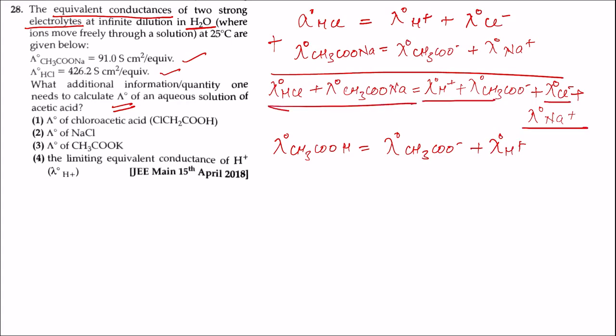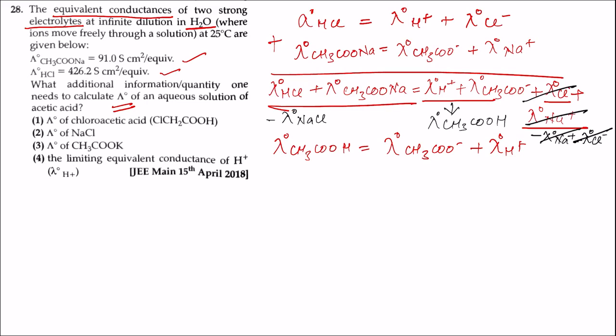From this equation, if the limiting molar conductivity of NaCl is subtracted from both sides, on this side it will be the conductivity of Na plus ions and the conductivity of Cl minus ions at infinite dilution. So on subtracting the limiting molar conductivity of NaCl on both sides of this equation, the conductivity of chloride ions is cancelled, the conductivity of sodium ions is cancelled, and the conductivity of H plus and acetate ions at infinite dilution is equal to the limiting molar conductivity of acetic acid.